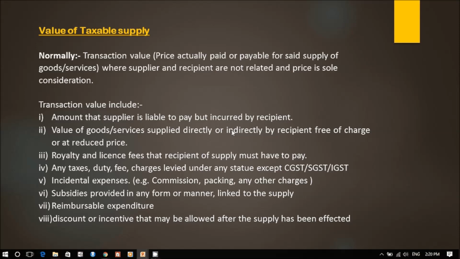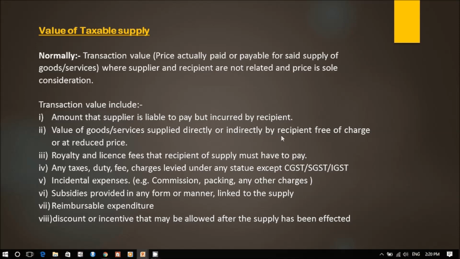Otherwise, what would happen is, if you give an order for a product at the price of 100 rupees, and the supplier says no, no, you can pay my obligation of 20 rupees and I will charge you 80 rupees, and then the tax would be levied only on the 80. No, that 20 rupees would also be included in the transaction value.